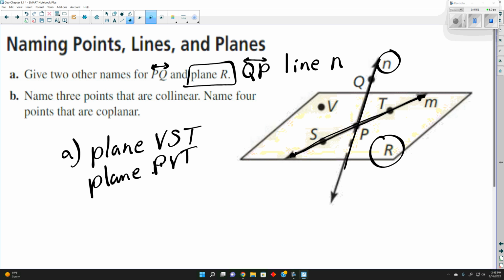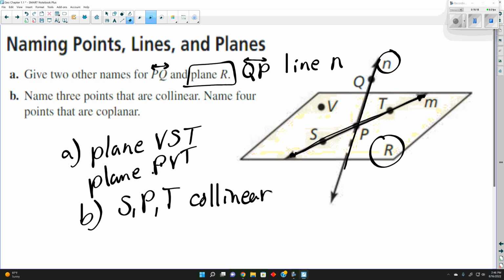Now it might be very tempting to use Q, but where's Q relative to that plane? It's outside, it's above it. So interestingly enough, that actually leads us to part B. Name 3 points that are collinear. I think I already stated it, which are? Yes, S, P, and T. S, P, and T are collinear.